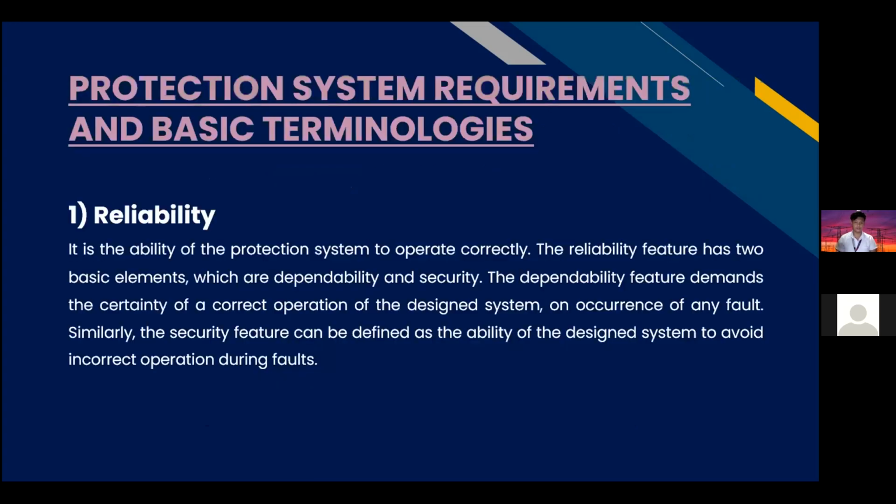Next, protection system requirements and basic terminologies. Number one is reliability. It is the ability of the protection system to operate correctly. The reliability feature has two basic elements, which are dependability and security. The dependability feature demands the certainty of a correct operation of the designed system on occurrence of any fault. Similarly, the security feature can be defined as the ability of the designed system to avoid incorrect operation during faults.